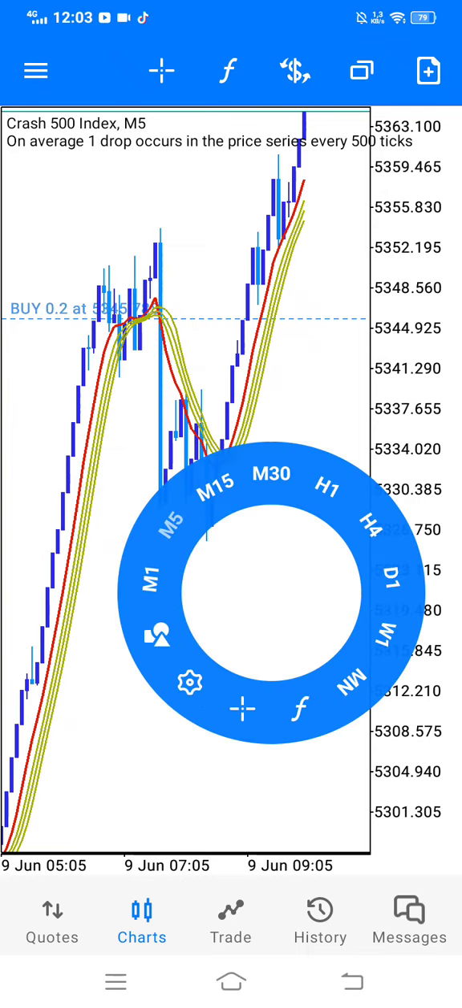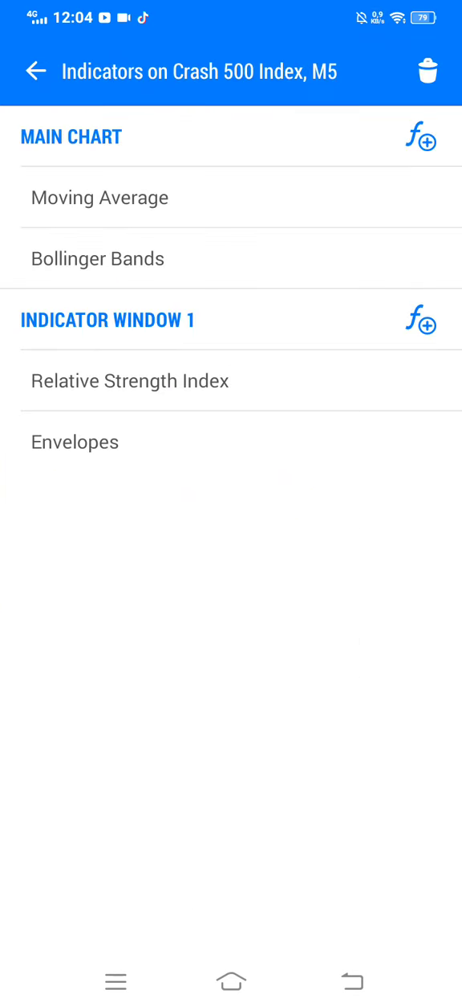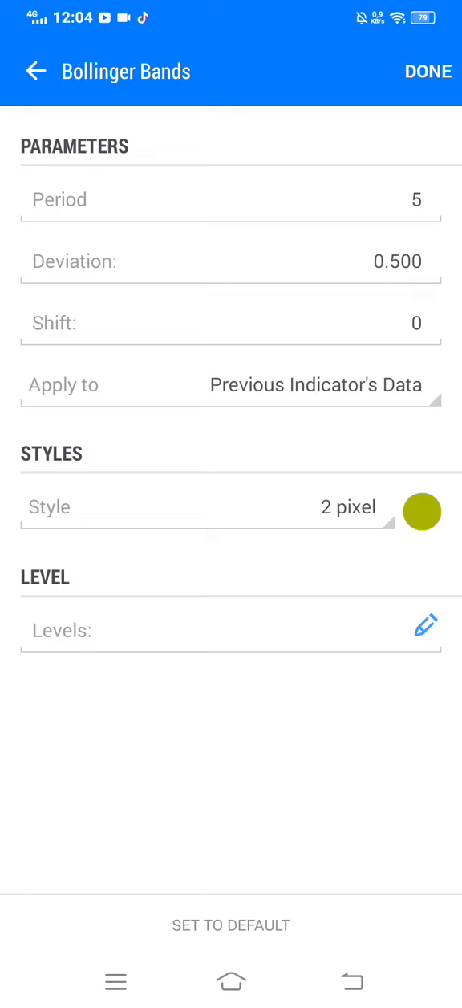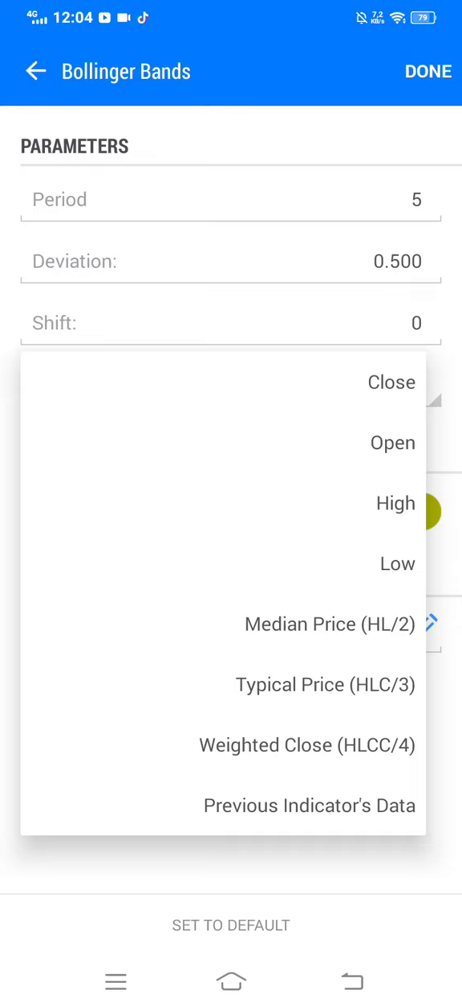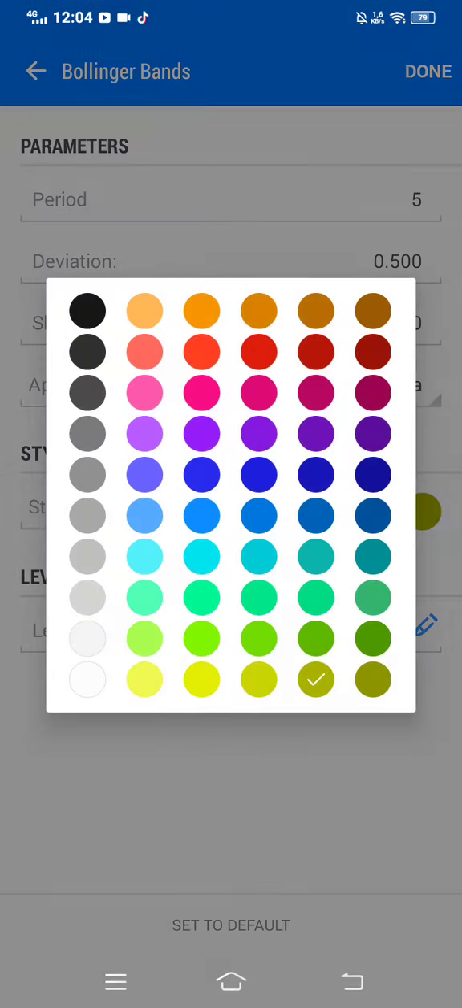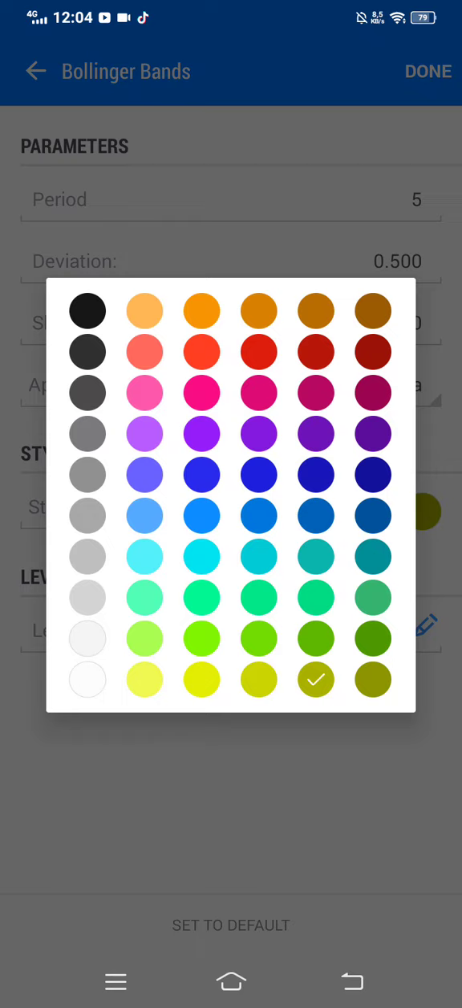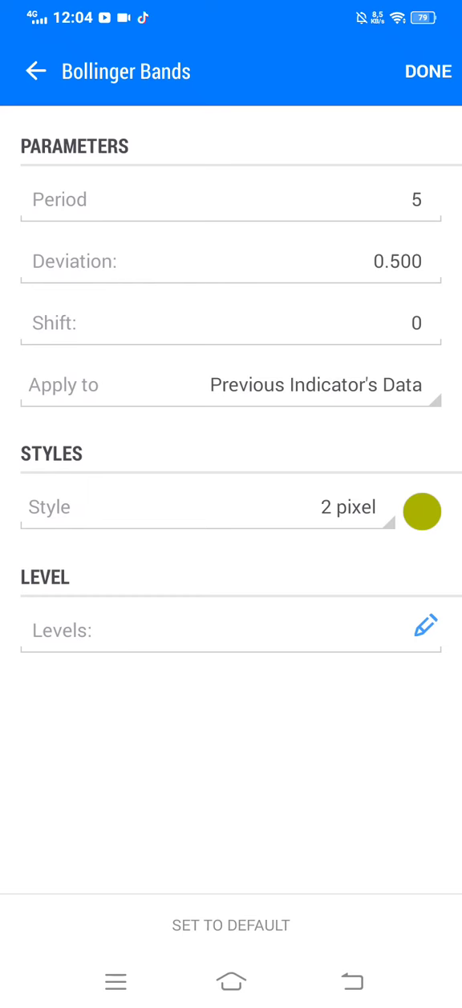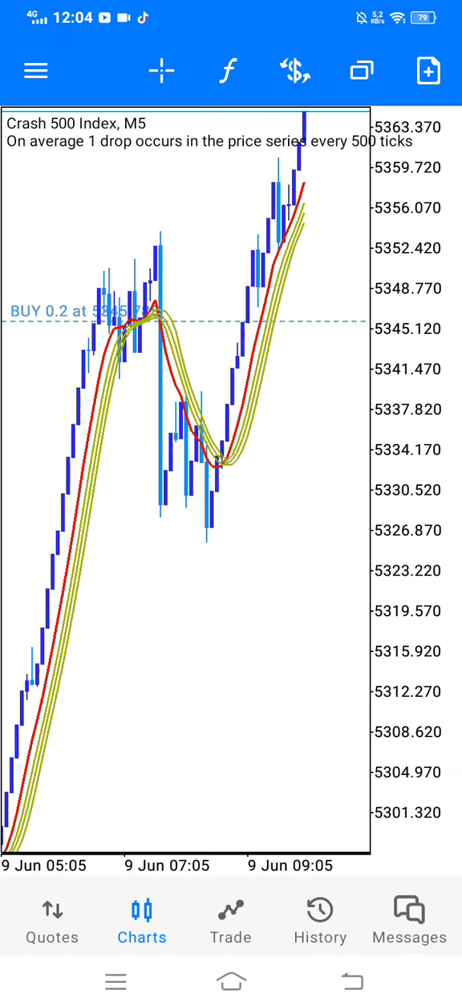And then the second indicator will be our Bollinger Bands, and we have period 5, deviation 0.500, shift 0, apply to previous indicator's data. So if you just press on the drop down, you'll find all the options, and you will select previous indicator's data. Pixel, it's 2 pixels, and I made mine gold, of course. You can make it any color of your choice. Once you're done with that, you just click on done, and this is what your chart should look like.